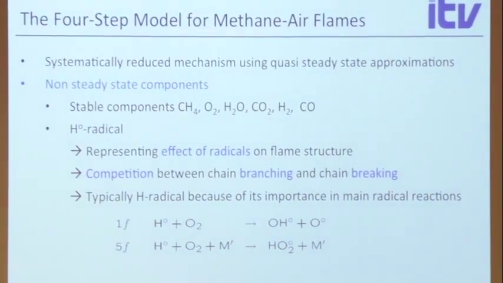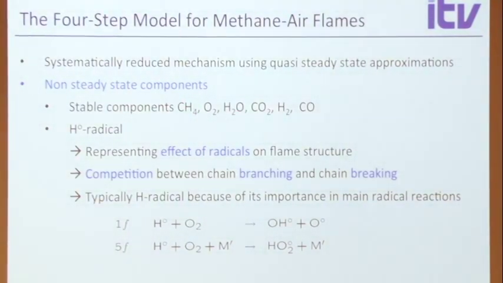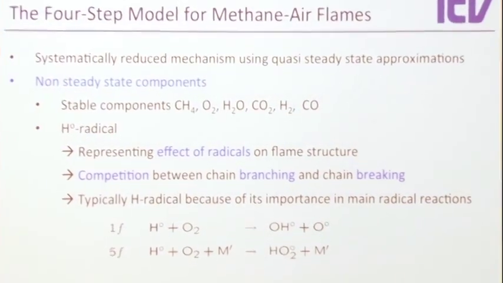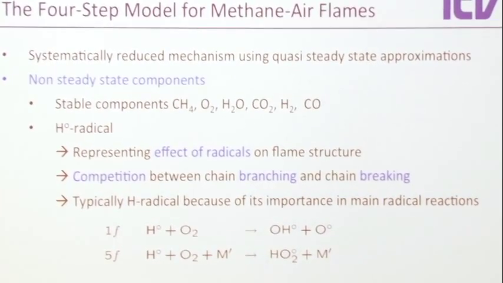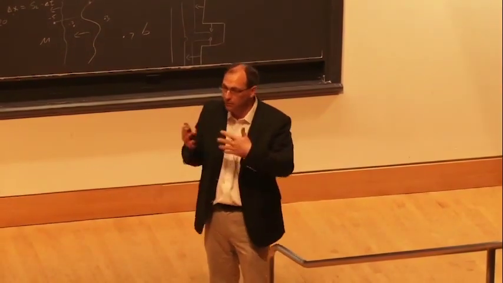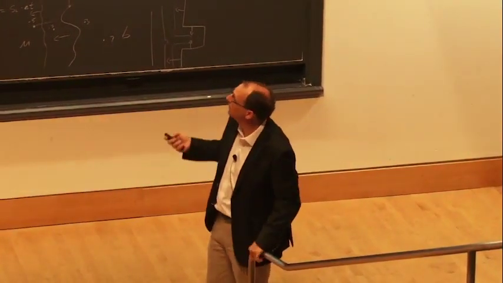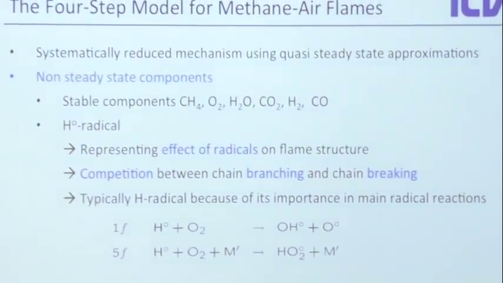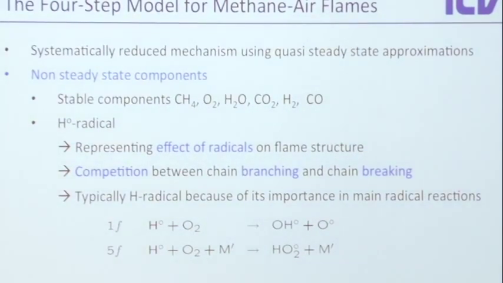The non-steady state species, for which you need to solve transport equations, are fuel, oxygen, water, CO2, H2, and CO. And in addition, the H radical. The H radical is produced at very high rates and consumed at very high rates, so the steady state assumption is not so bad for hydrogen, but we keep the hydrogen radical in this mechanism to be able to see what happens with the radicals, just to have one representative of the important radicals.